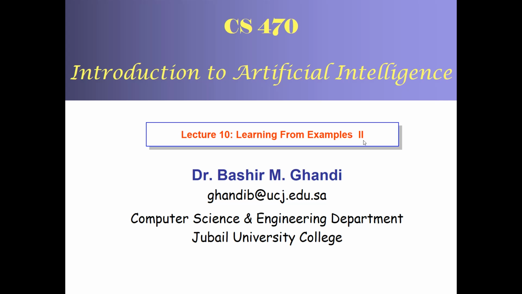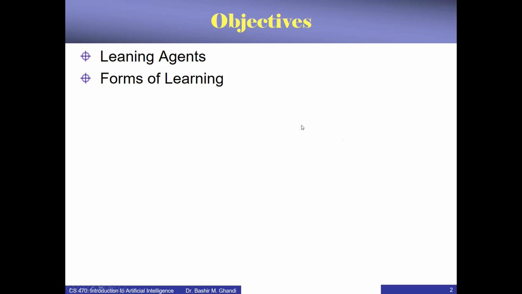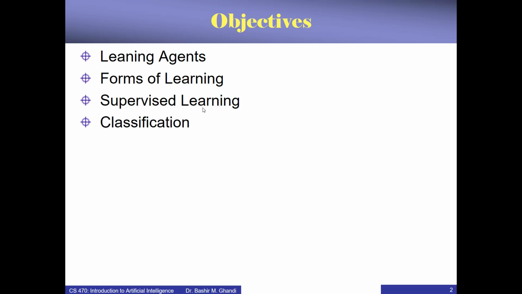And here is the outline of this lecture. We will discuss learning agents generally, and then we look at the forms of learning, or paradigms of learning as they are called. Then we narrow down specifically to supervised learning. This is what we shall be learning in this course, and more particularly a type of supervised learning called classification.